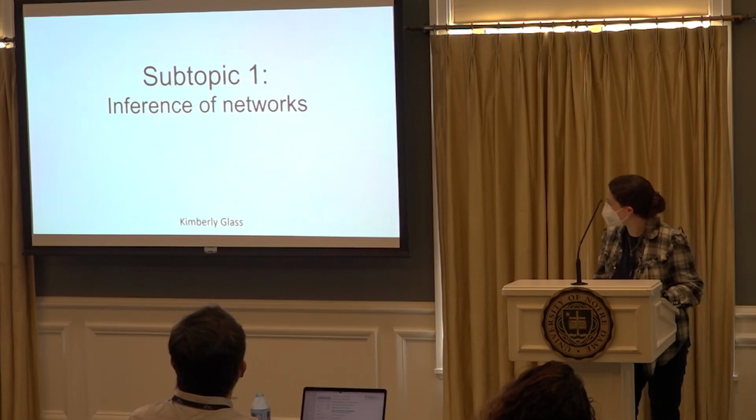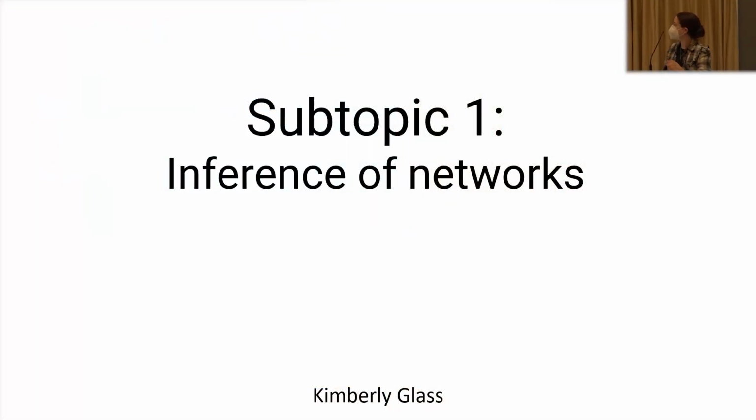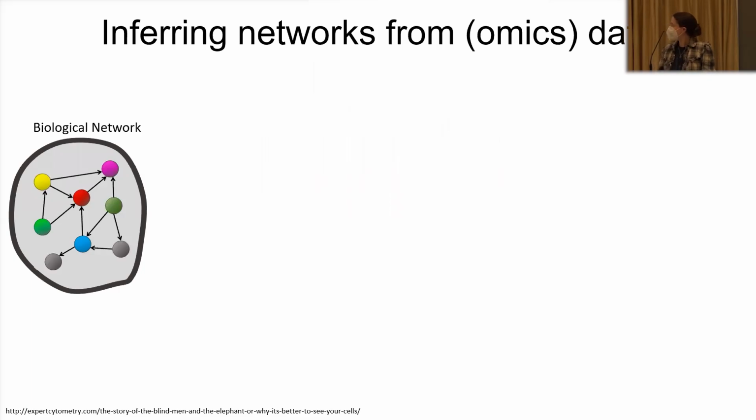So subtopic one, inference of networks. These were the slides that I had put together. And I will say this is just a high-level overview of the field, what people often talk about in this area in my mind. All right, so how do we infer networks from data? In particular, I'm mostly talking about omics data in this context.